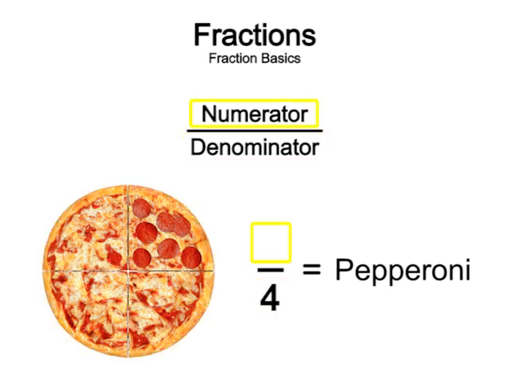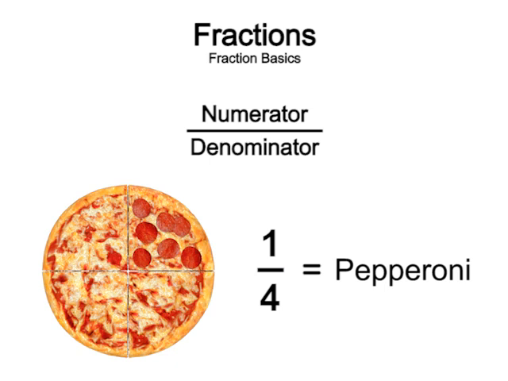The numerator is the number on the top and tells us what parts the fraction is representing. In this case, we're representing the part of the pizza that has pepperoni. Only one portion has pepperoni on it, therefore 1/4 of the pizza is pepperoni.